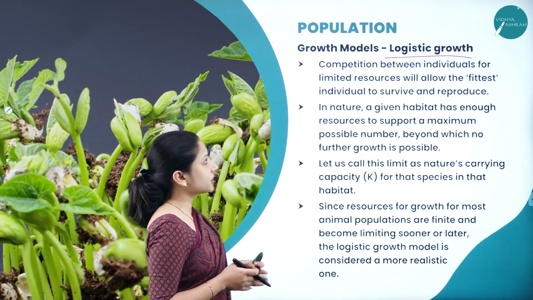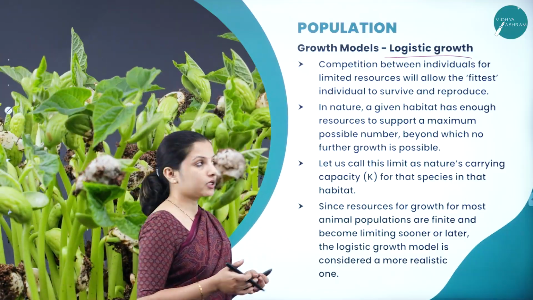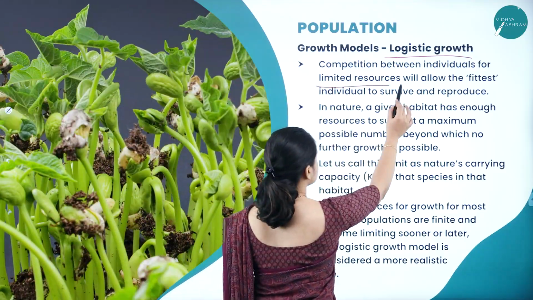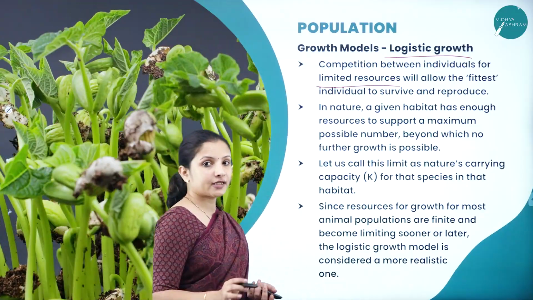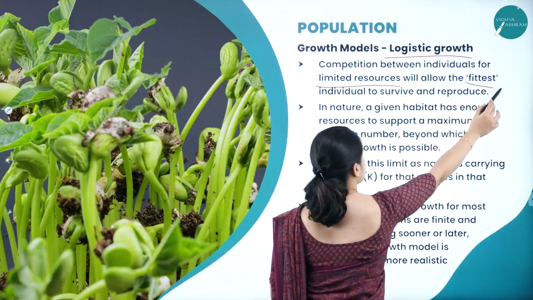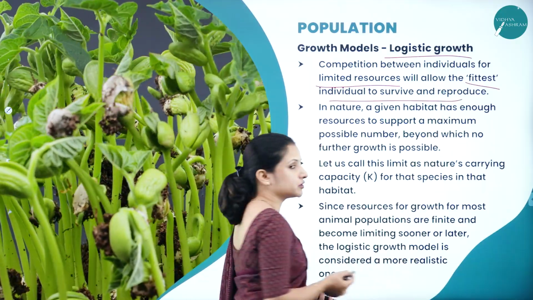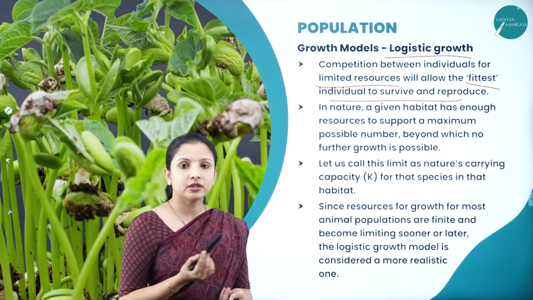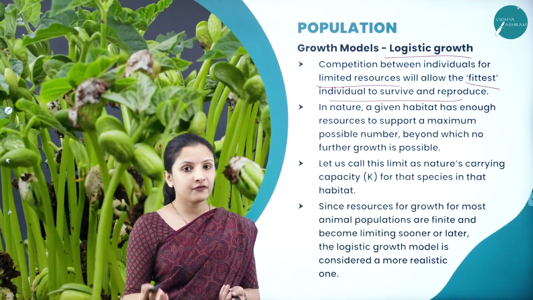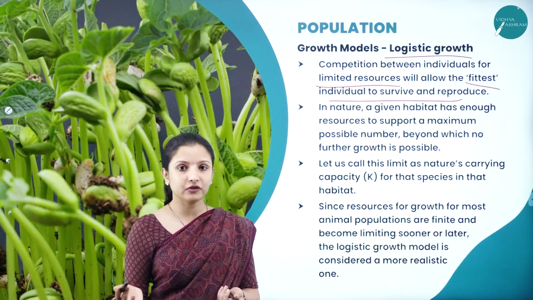So therefore, competition between individuals for limited resources will allow only the fittest individuals to survive and reproduce. It is Darwin's theory. What did Darwin say? Those who are fit will survive. It is survival of the fittest, right?